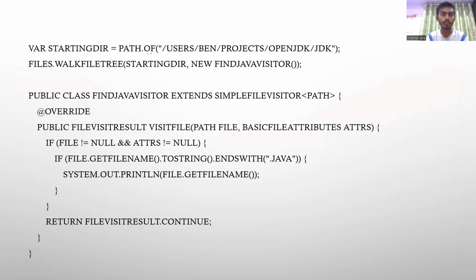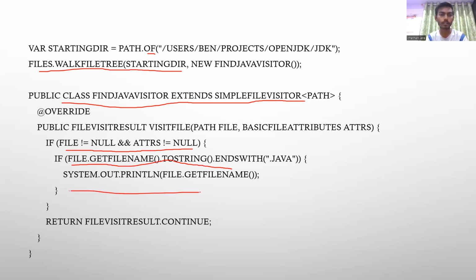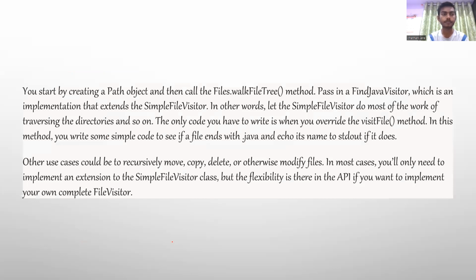Files.walkFileTree on the starting directory path. Public class FindJavaVisitor extends SimpleFileVisitor. Public FileVisitResult visitFile with Path file and BasicFileAttributes attributes. If file is not equal to null and attributes are not equal to null, then if file.getName().toString() ends with .java, System.out.print the file name, and finally return FileVisitResult.CONTINUE.